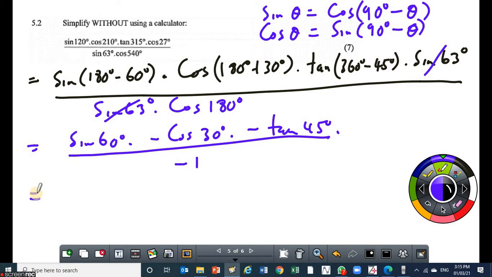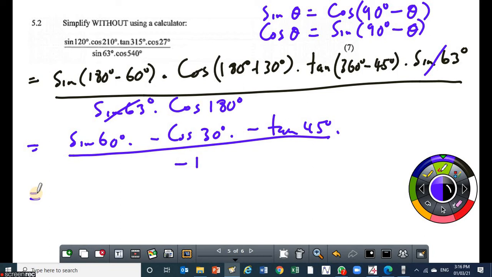The objective is to cancel out, right? So convert one of them either to sine or cos. So if I left cos 27 here, it means I had to change this sine 63 to cos 27. You have to show that.